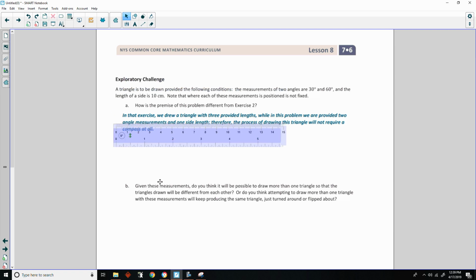And B says, given these measurements, do you think it will be possible to draw more than one triangle so that the triangles drawn will be different from each other? Or do you think attempting to draw more than one triangle with these measurements will keep producing the same triangle, just turned around or flipped about?